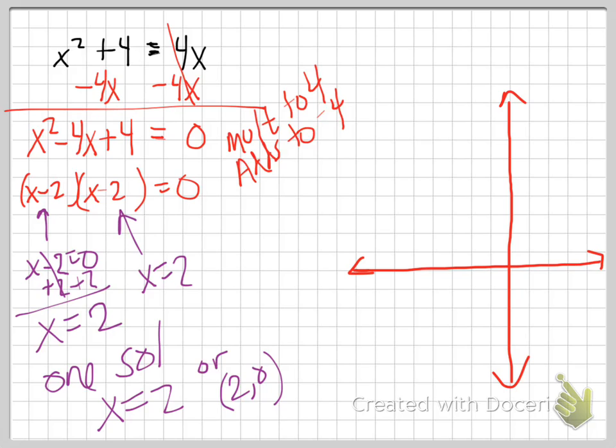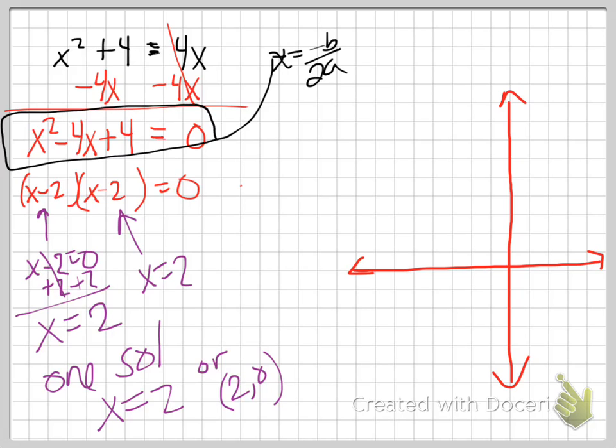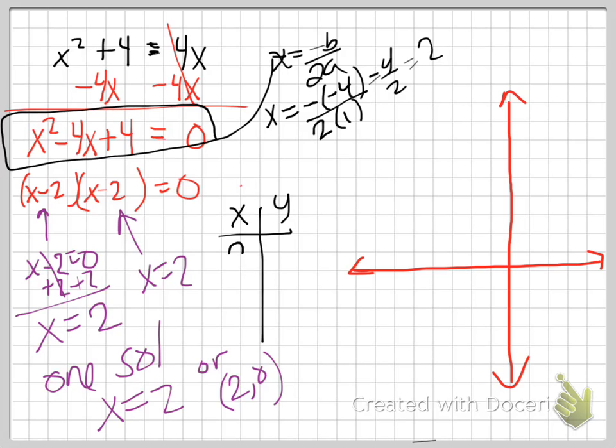So I'm going to find my vertex. Let me erase this so I have room. My vertex is negative b over 2a. So look down in through here, and I can see that my b is a negative 4. So I have x equals negative 4 over 2 times a, and my a is 1. So I get 4 over 2, which is 2. So if I make my table, x is 2. I can plug 2 into the original equation, or you can plug it into the one right here.